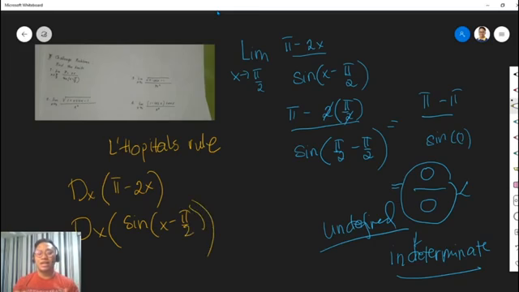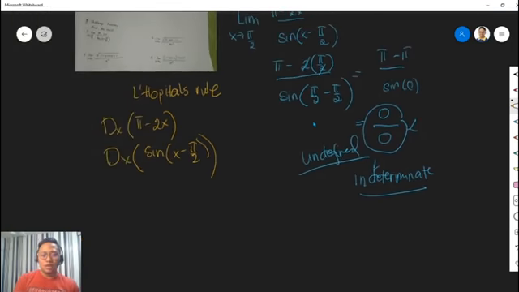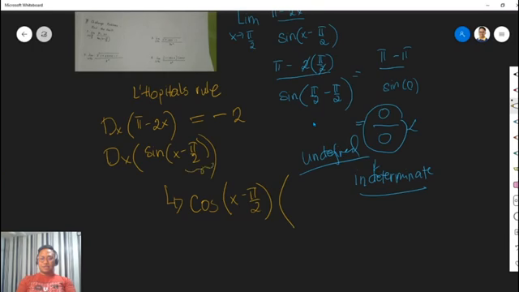After getting the derivatives of the numerator and the denominator, that's when we're going to evaluate the limits. The derivative of the numerator is just -2, because pi is a constant and the derivative of a constant is 0, and the derivative of -2x is -2. The derivative of sine x minus pi over 2 is cosine x minus pi over 2 times the derivative inside the parentheses. That's 1 only, because pi over 2 is a constant, and the derivative of x is just 1.